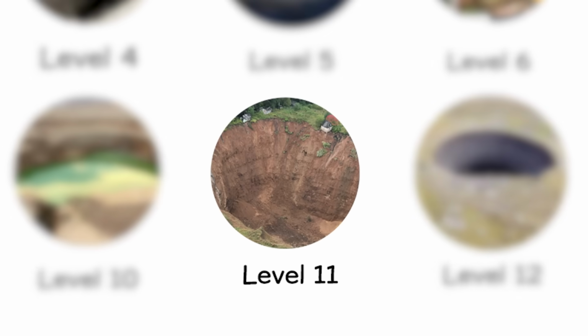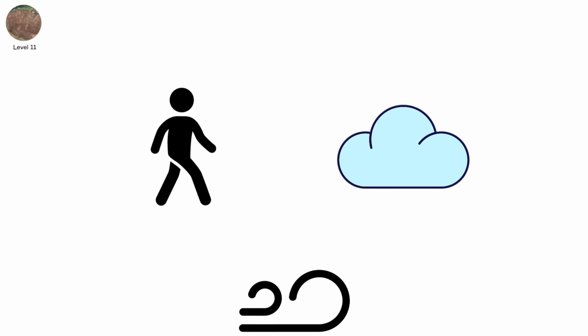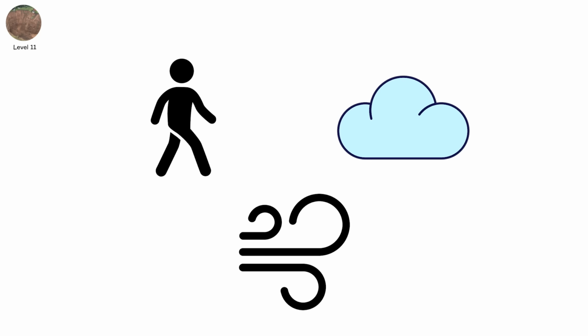Level 11. Now leave geology and enter physics. Imagine this. You're walking. The sky is blue. The air is still. Then it's not. The ground doesn't just fall. It ceases to exist. No rubble, no debris, just absence. No matter, no light, no reflection.